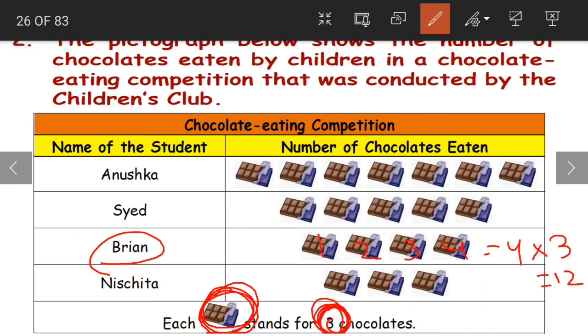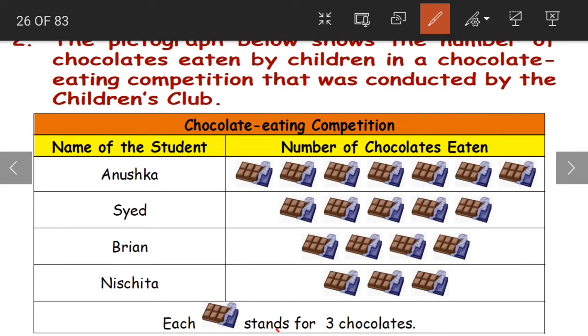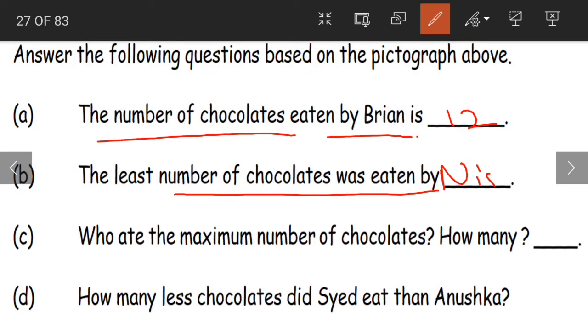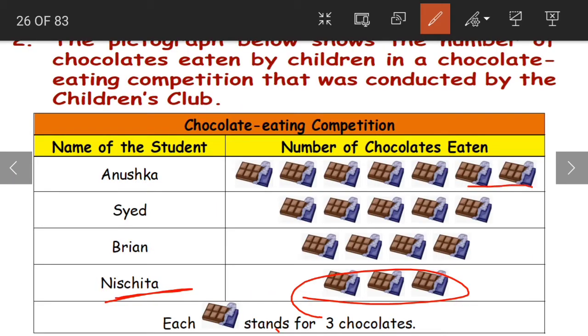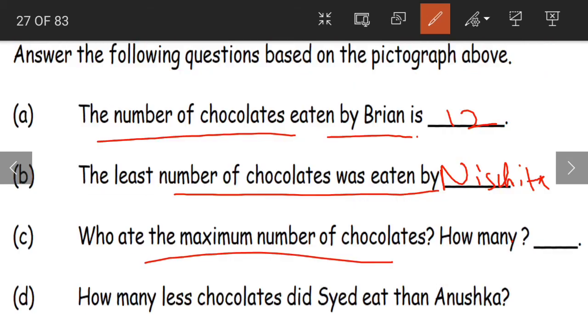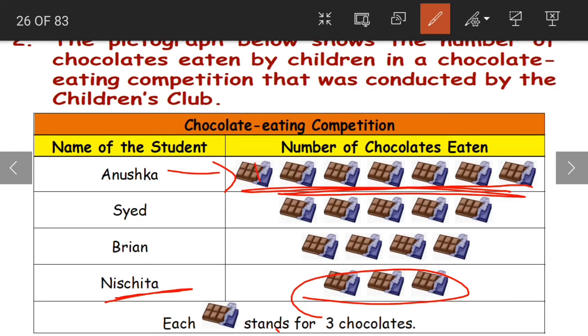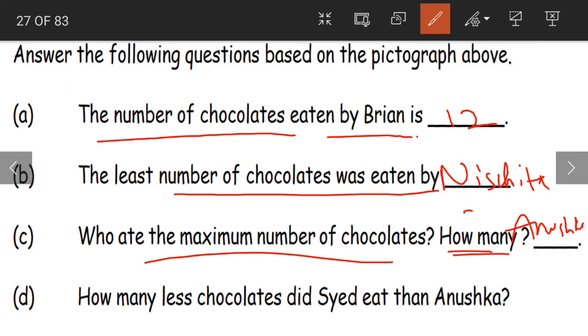Now looking at the pictograph, children, who ate the least number of chocolates? Nishita. So the least number of chocolates is eaten by Nishita. Next, who ate the maximum number of chocolates? This is the highest. So Anushka ate the maximum number of chocolates. And how many did Anushka eat? 1, 2, 3, 4, 5, 6, 7. As 1 represents 3, we have to multiply 7 by 3. 7 3s are 21. So Anushka ate 21 chocolates.